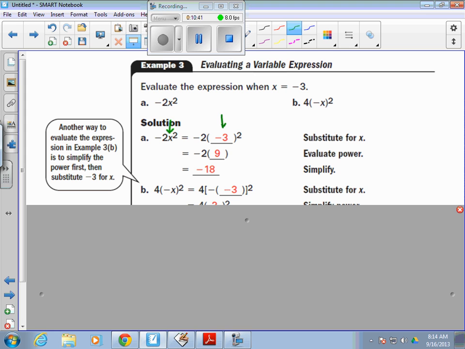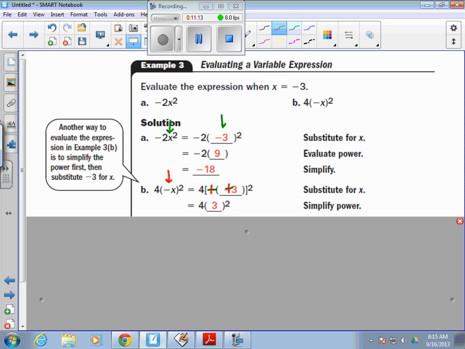When you have 4 times negative x squared, again, x's value is negative 3. The first thing you're going to do, just like on the first problem, is in place of x, you're going to plug in negative 3. But notice it says negative x. So it's 4 times negative, and then x's value is negative 3. So you wind up with negative here, and anytime you have negative, that changes to positive. That's like multiplying a negative times a negative, it gives you a positive.